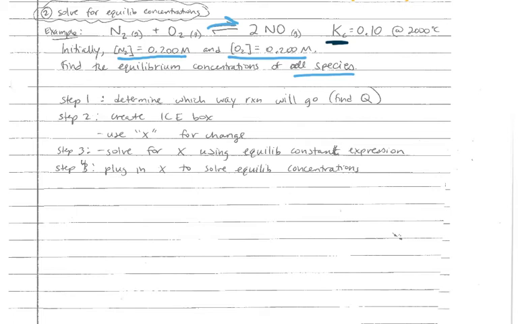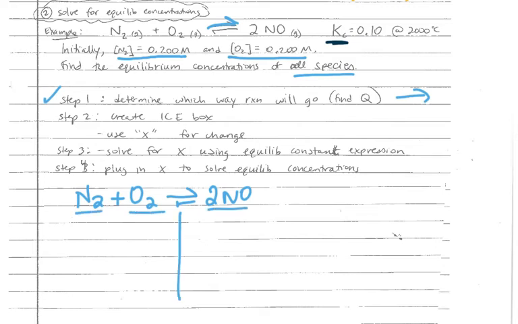Okay, so we figured out step 1. It's going in the forward direction. Step 2, let's create our icebox. So we've got N2 plus O2 reacts to form 2NO. And I'm just going to turn this into a table, columns I, C, E, initial, change, equilibrium.